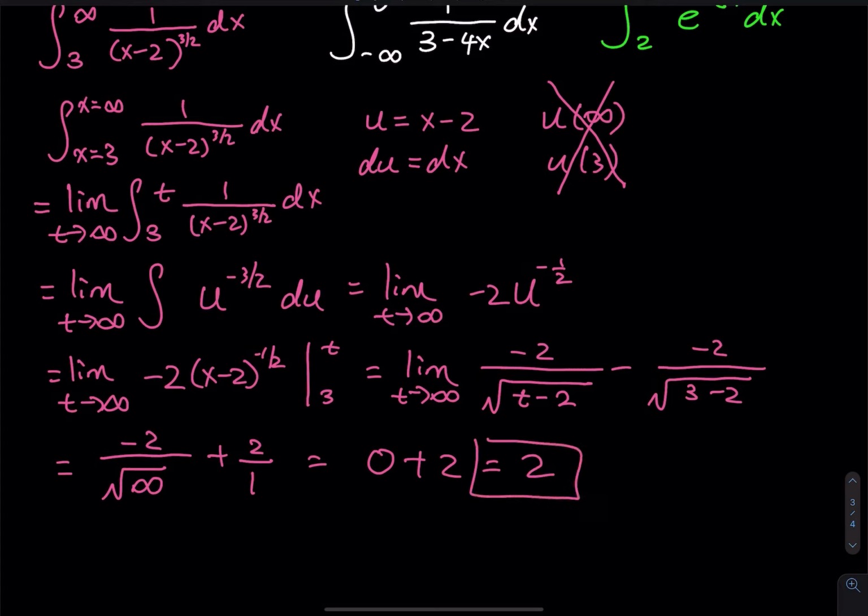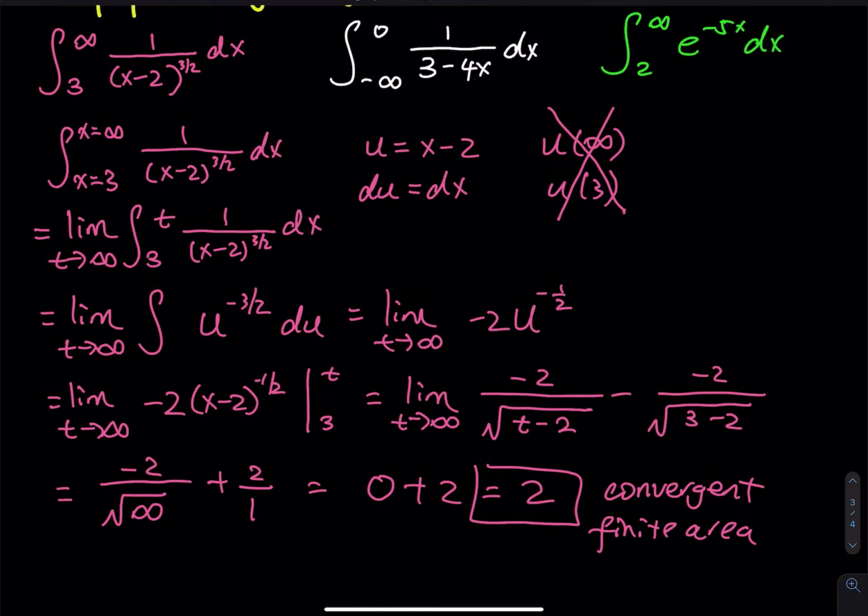Since this is a number, not infinity, we say the integral is convergent. Convergent means we have a finite area. All right, so that's the first integral. Let's take a look at the next one. The next one, we have a negative infinity on the lower limit.